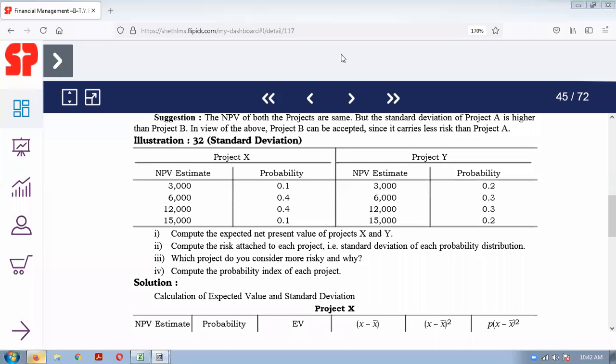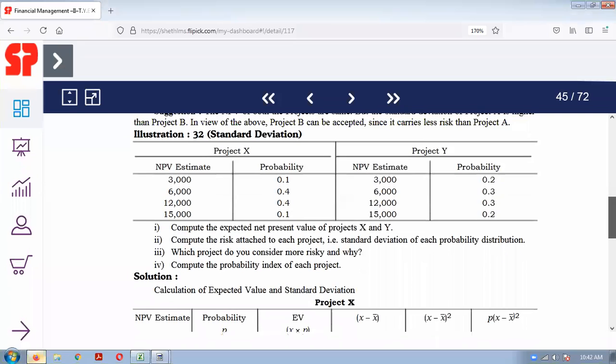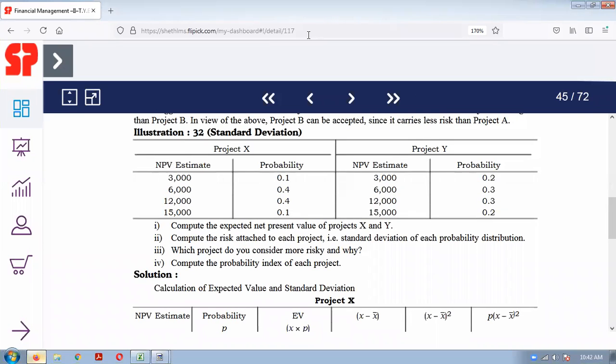So today we will discuss one sum on standard deviation, which is similar only. So we will just discuss it. No need of solving it. You can understand it. See, standard deviation calculation.